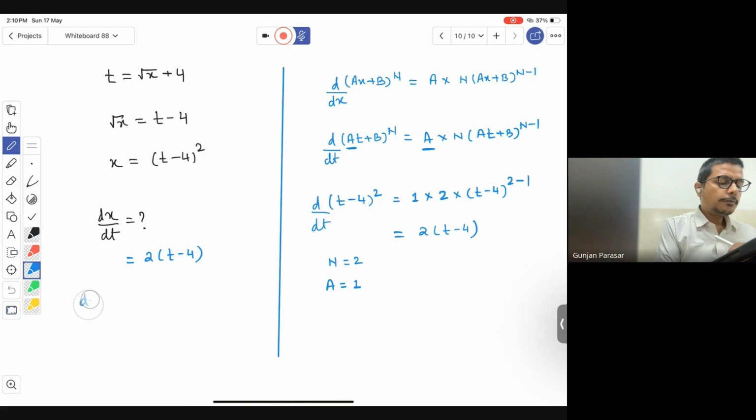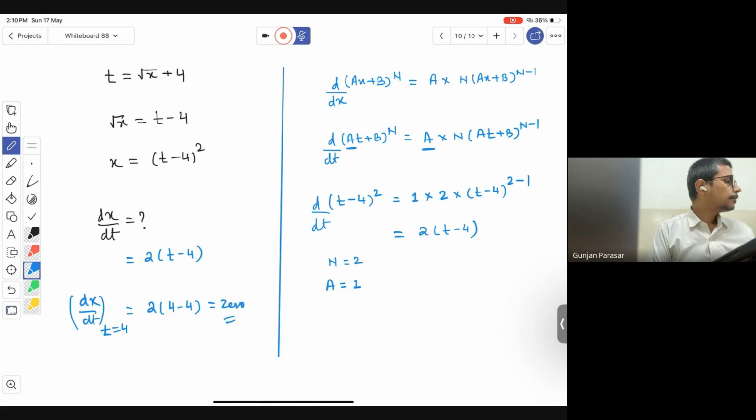So they are asking us the value of dx by dt when t is equal to 4. So it will be 2 into 4 minus 4, that will be equal to 0. Right? I hope you could recognize that this thing came from the ax plus b table, no?